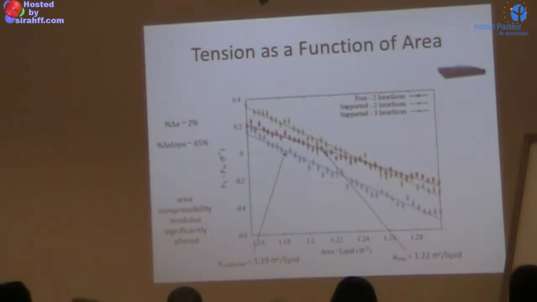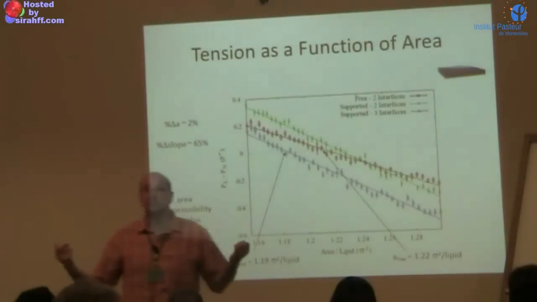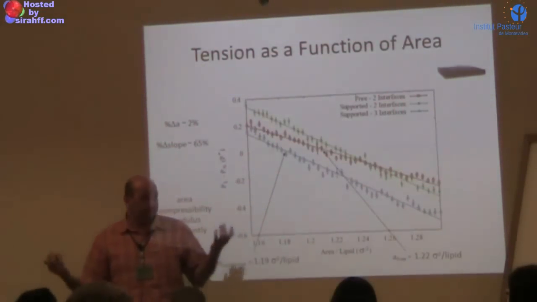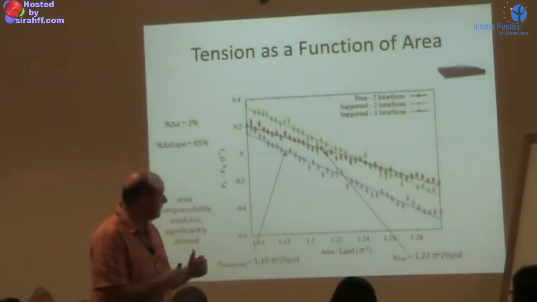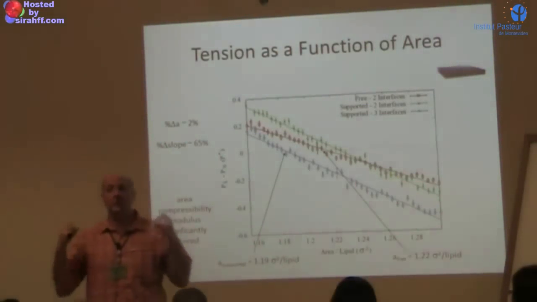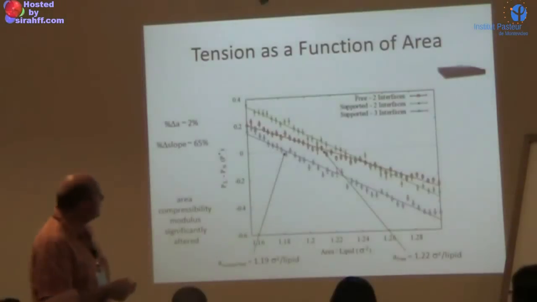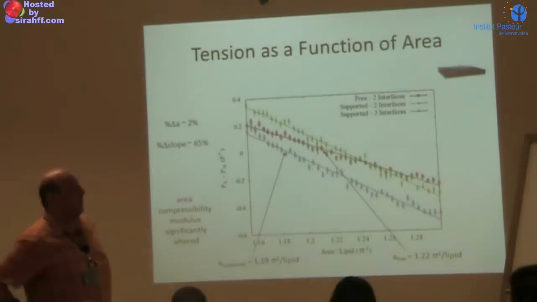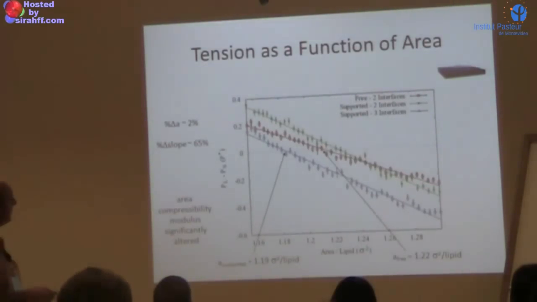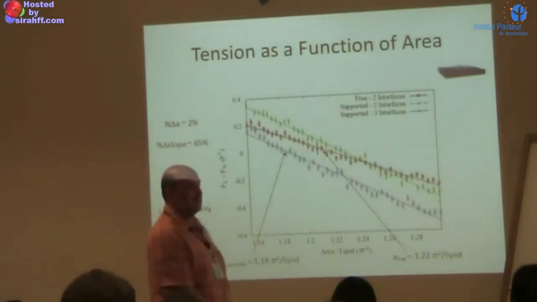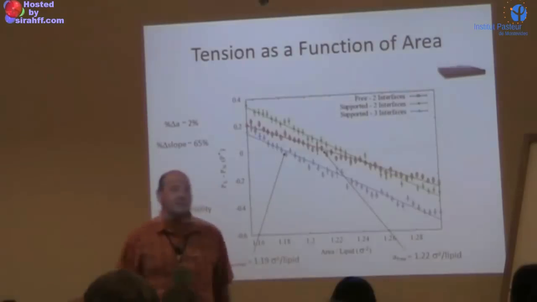Another thing we measured is now the tension in the lipid as a function of area. So we can measure pressure, two-dimensional pressure. And these are NPT simulations, at a number of different areas, keeping the number of lipids the same. The first one is the red one, that is the free bilayer. There are two things which are important here. One is where this goes through zero, that is the area per molecule. In this case, 1.22 sigma squared per lipid.